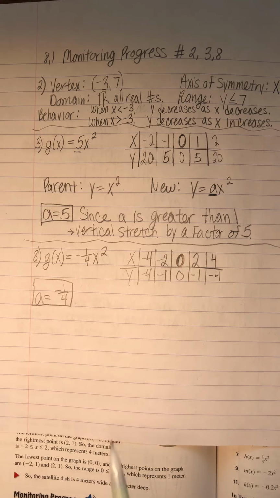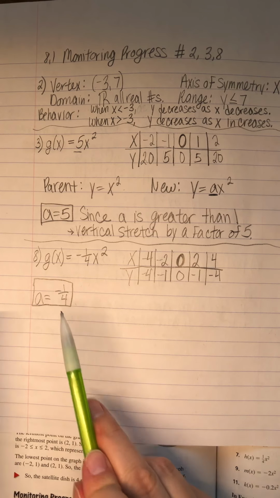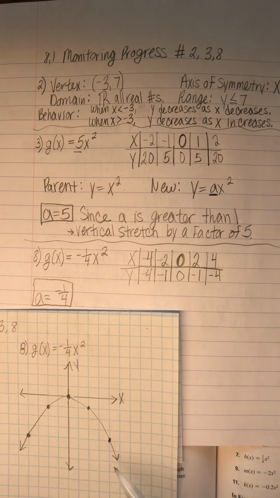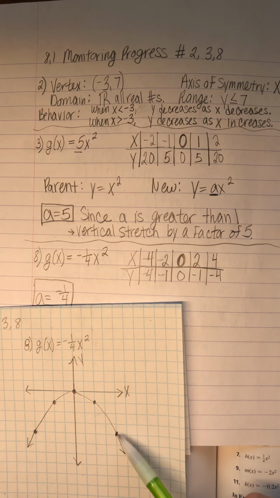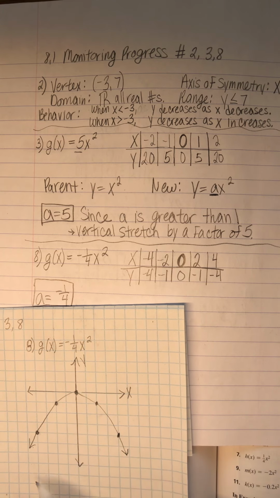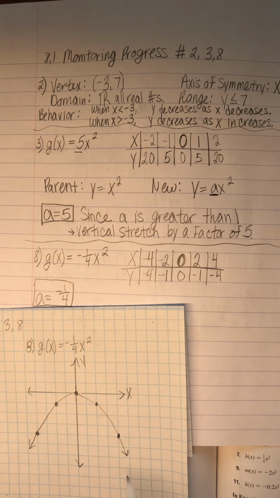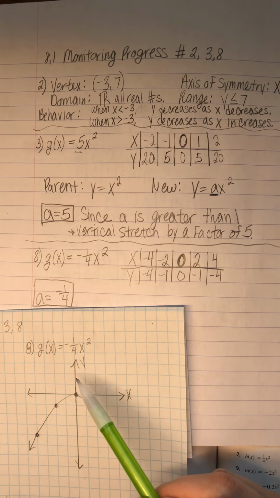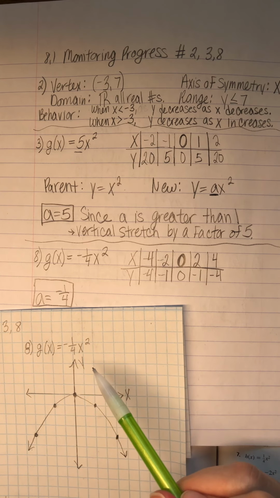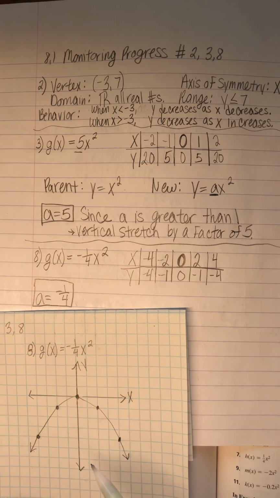The first thing is this negative. The negative is really what's causing this graph to be pointing down. The parent function parabola usually points up, but this parabola is pointing down, so that's because of that negative there. And when it flips over this x-axis from being pointing up to pointing down, it's called a reflection.